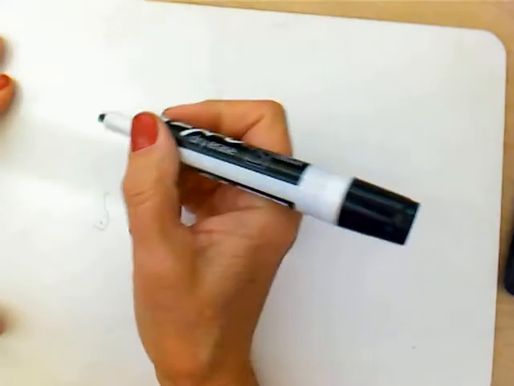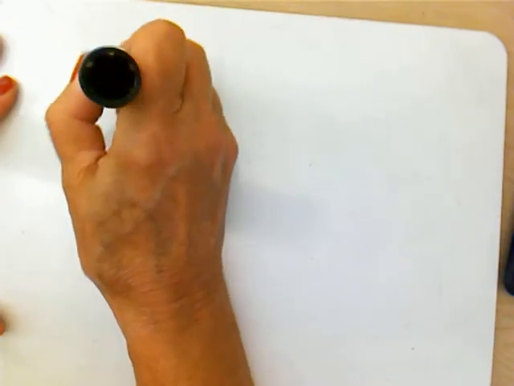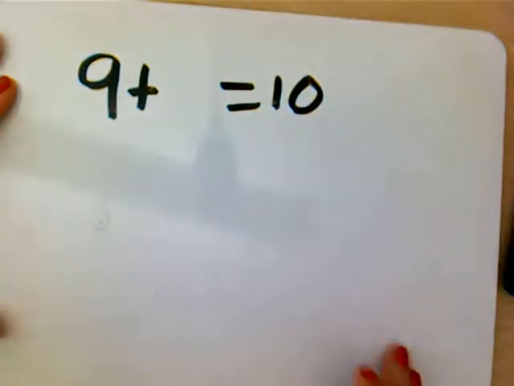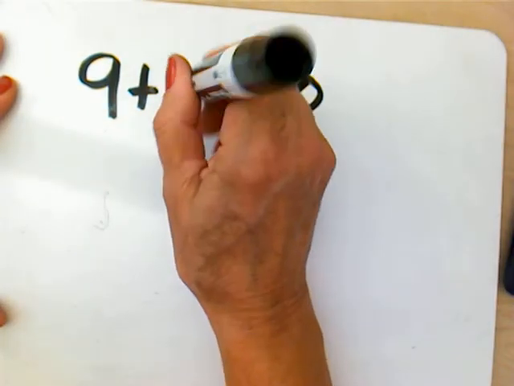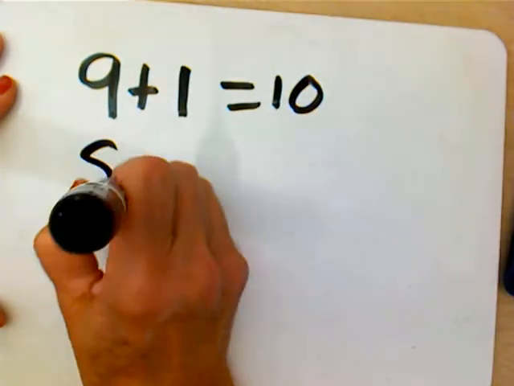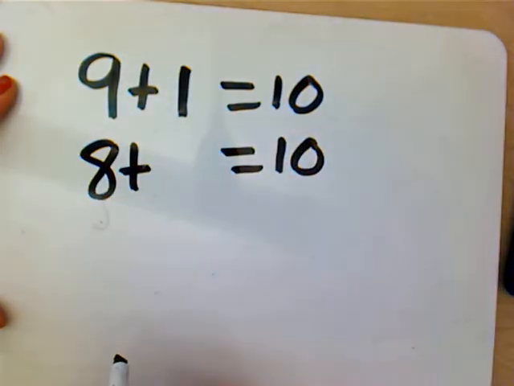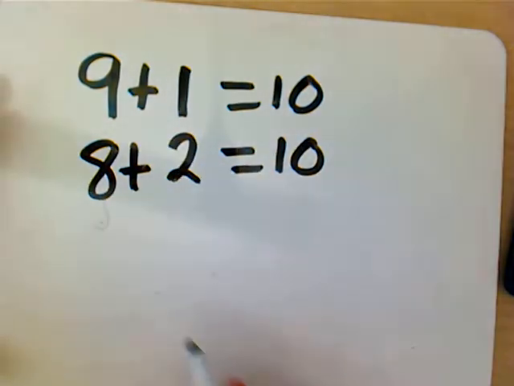Okay, we are going to make tens, and you're going to have to figure out the missing part. So if I said 9, what would I have to add to 9 to get 10? Did you say 1? You should. If I said 8, what would I have to add to 8 to get 10? Did you say 2?